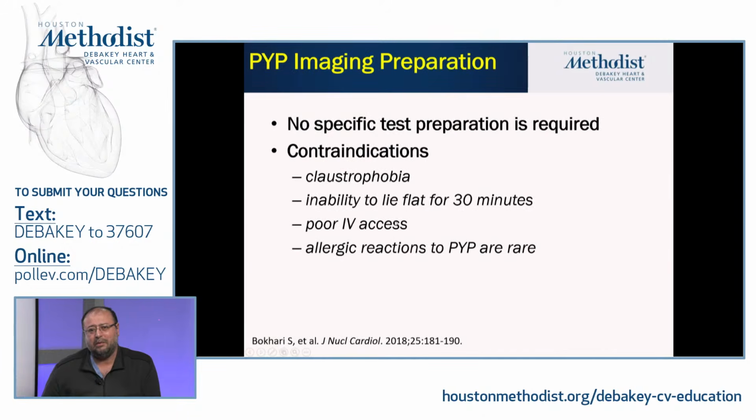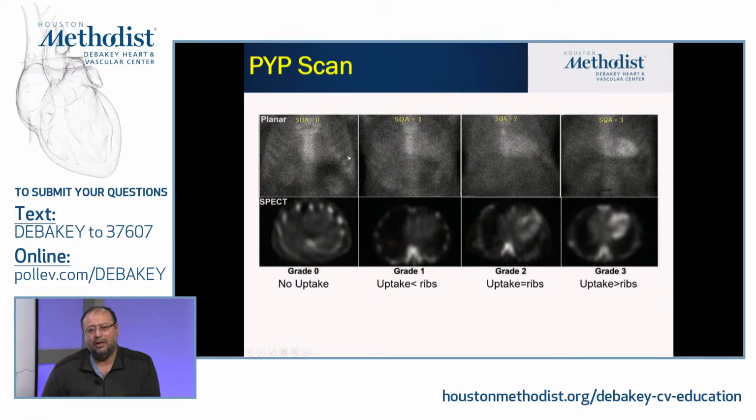And this test is simple. You don't need any contraindication. You just need the patient to lie on their back for 30 minutes and have an IV access, inject the PYP, wait 1 hour and image them. And you get different examples based on what you see.